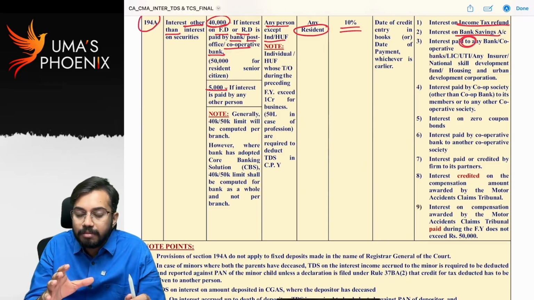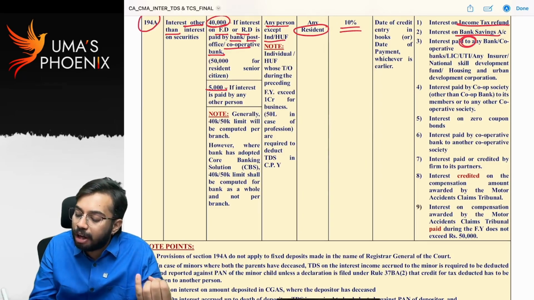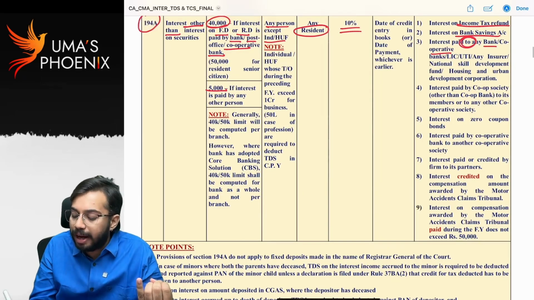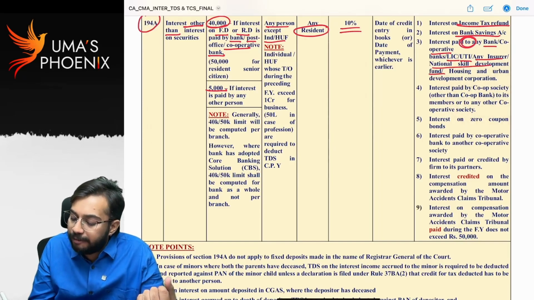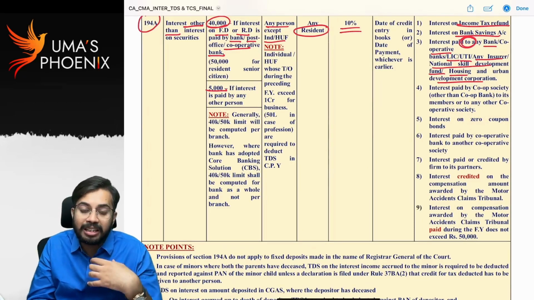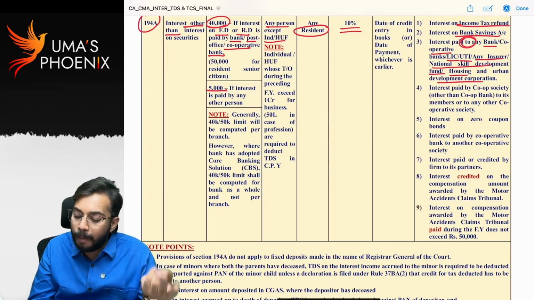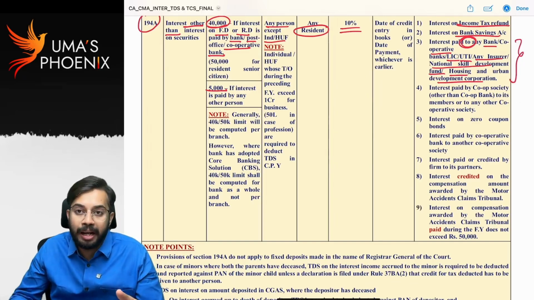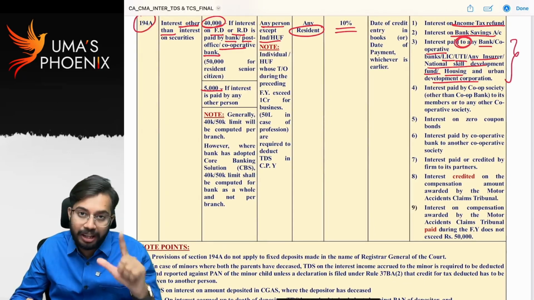That means recipient of interest, if recipient of interest is bank or cooperative bank, LIC, UTI, any insurance company, National Skill Development Fund, Housing and Urban Development Corporation, if these persons receive any interest, TDS is not required to be deducted. So for these category of persons, if interest is paid other than on securities, no TDS is required to be deducted under section 194A. Is it clear?